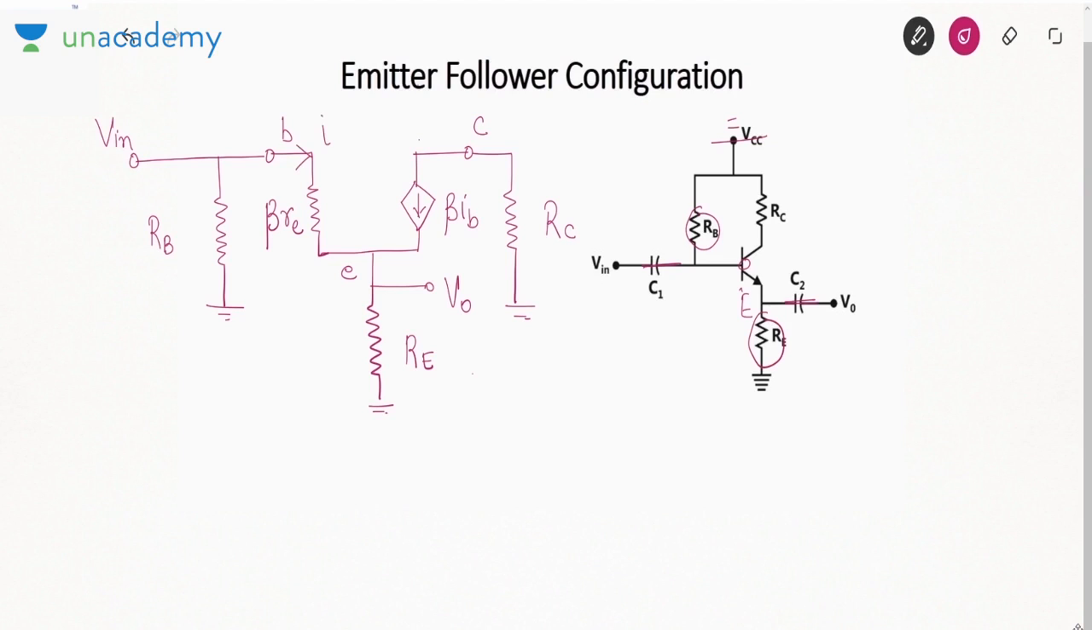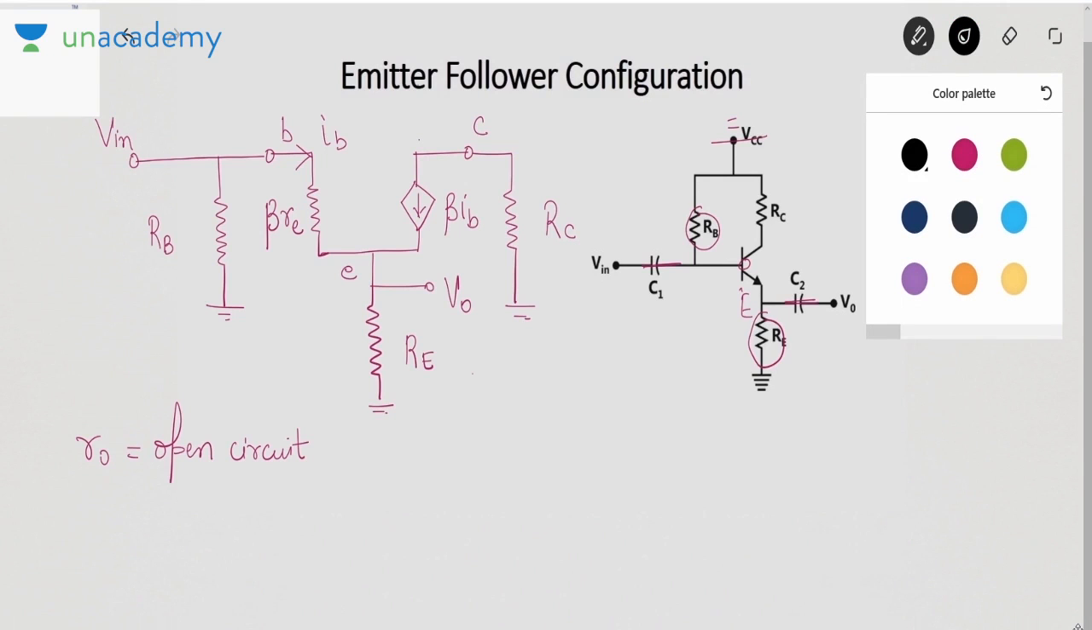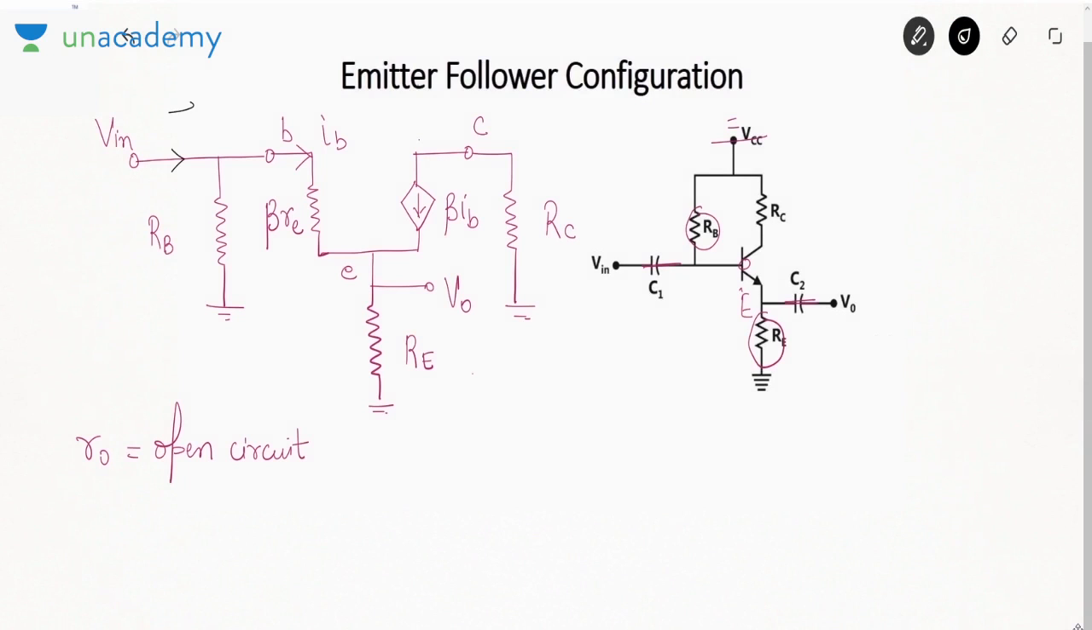This current is IB. And again I am assuming ro is open circuit. This assumption I am taking in order to simplify the analysis. Okay. So that way you can skip one step. When I was showing the BJT, what I have now done is I have directly replaced the BJT by its equivalent circuit. Now again I have to find the parameters of this circuit. So the first parameter is the input impedance. So input impedance is V in by I in.